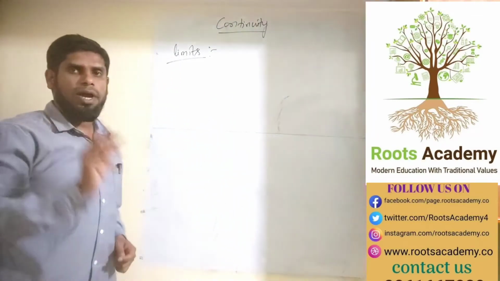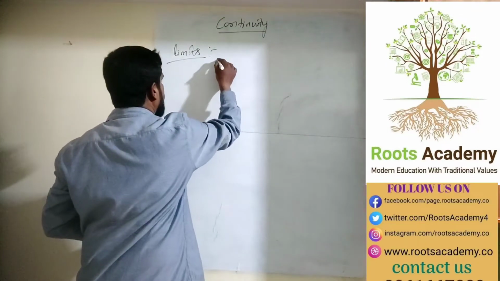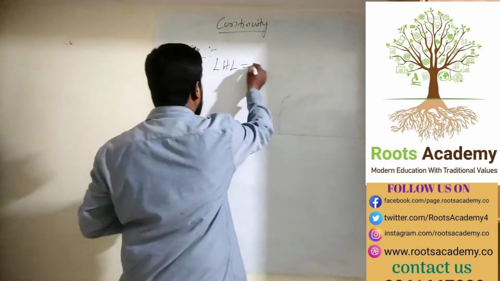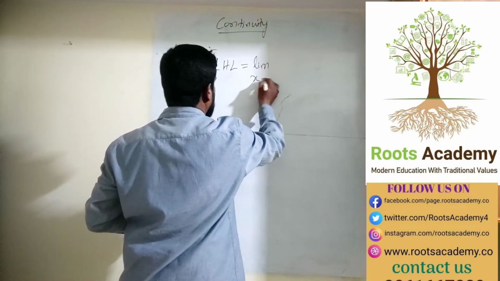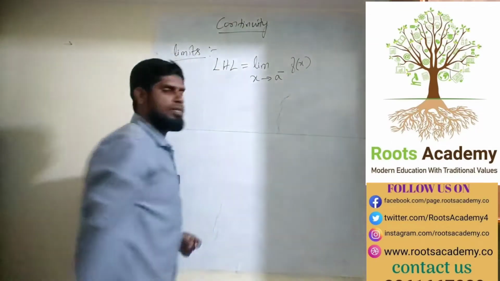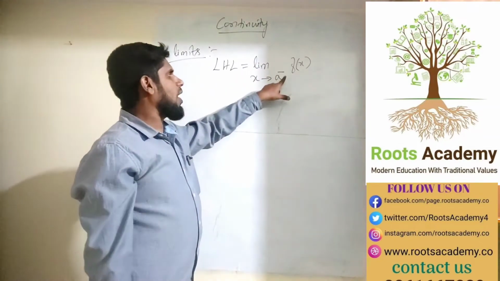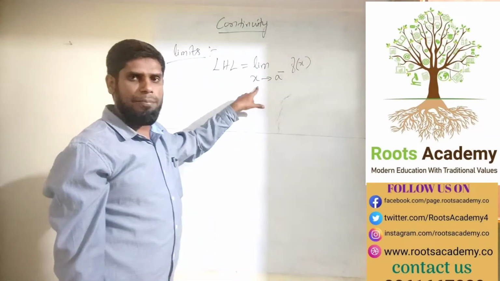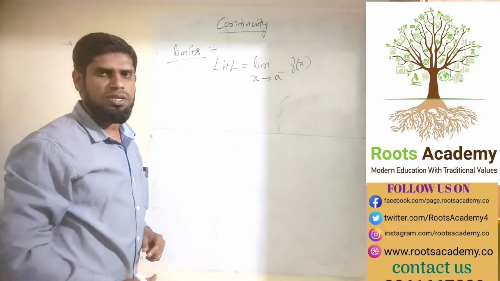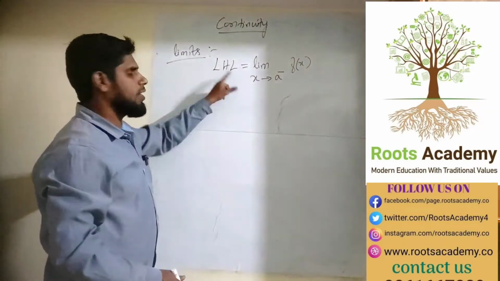So students, there are two kinds of limits here. One is the left hand limit. It is represented by limit x tends to a power minus f of x. Left hand limit means the value of x is approaching towards the left hand side. That is represented as left hand limit.